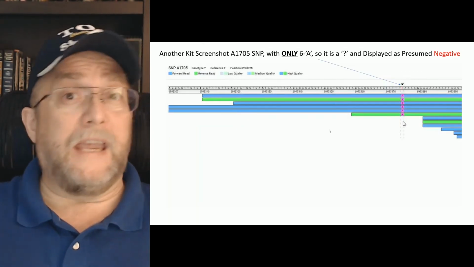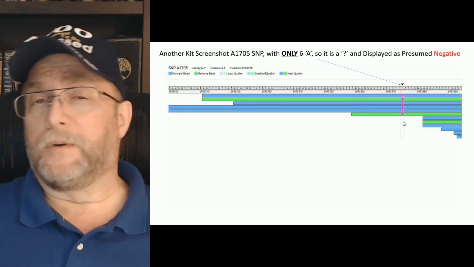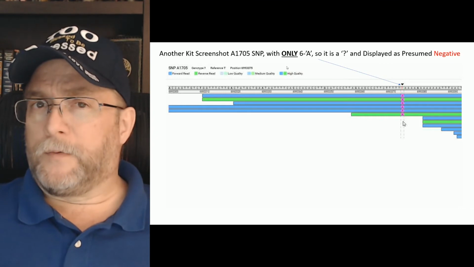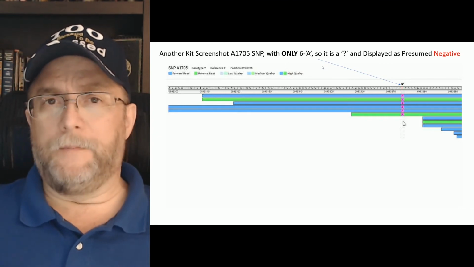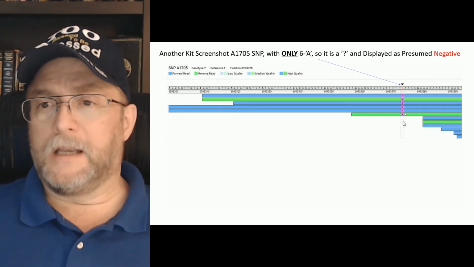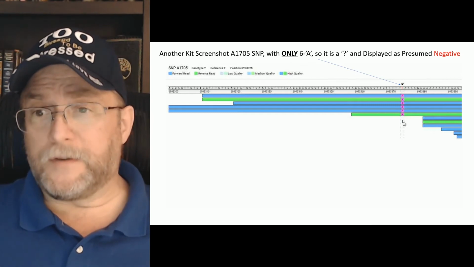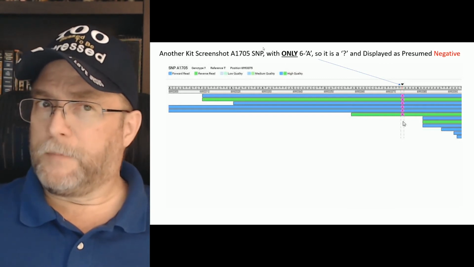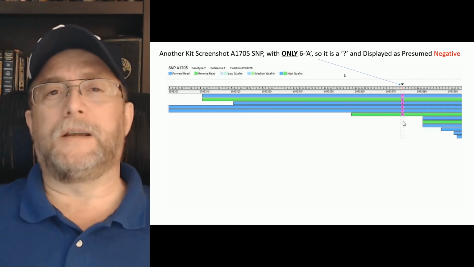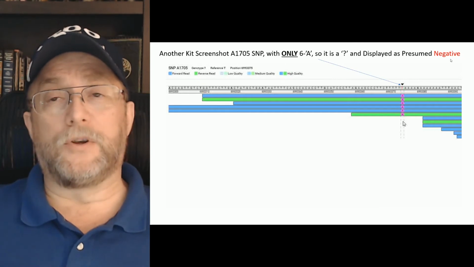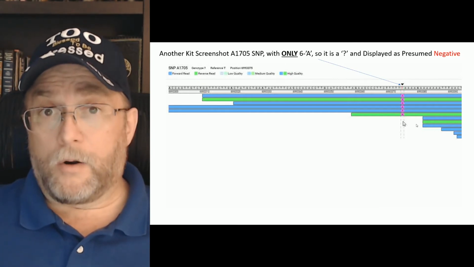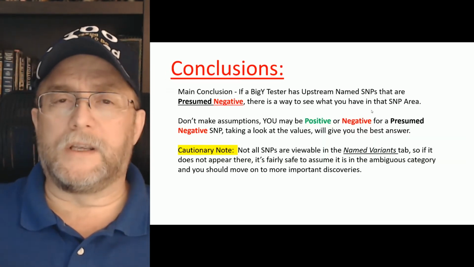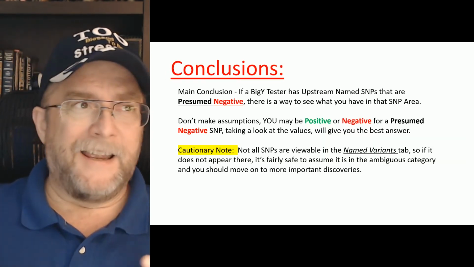Now I'm going to show you an easier one for the exact same SNP from another one of my kits. Again, for it to be called, there has to be a minimum of 10, and in this case there are 6 derived to the A. Since there are only 6, this person in that upstream SNP is called a presumed negative, when in fact they are positive for it, at least at 6 reads.